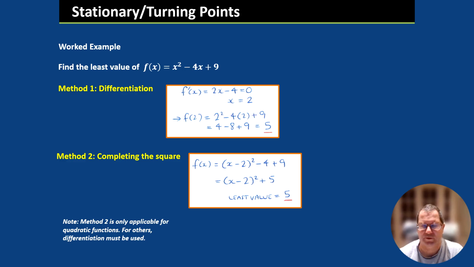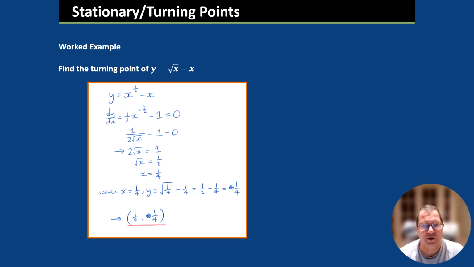Method 2 is what we would have done at GCSE, where we complete the square. So we can rewrite it as (x minus 2) squared minus 4 plus 9, which in turn becomes (x minus 2) squared plus 5, and that has a least value of 5. Notice that method 2 is only applicable for quadratic functions, and for others we have to use differentiation.